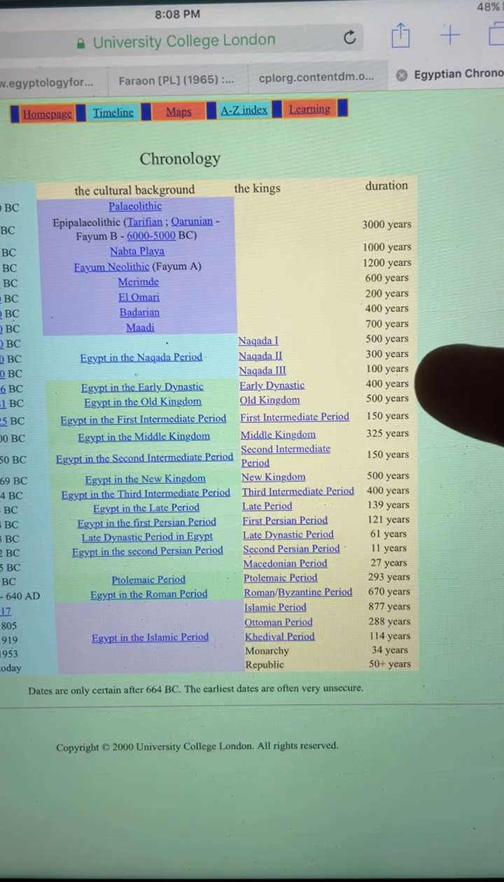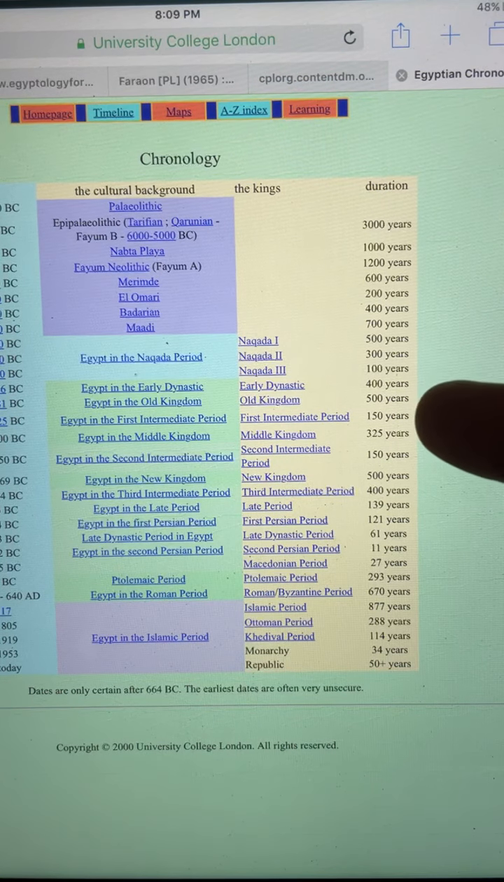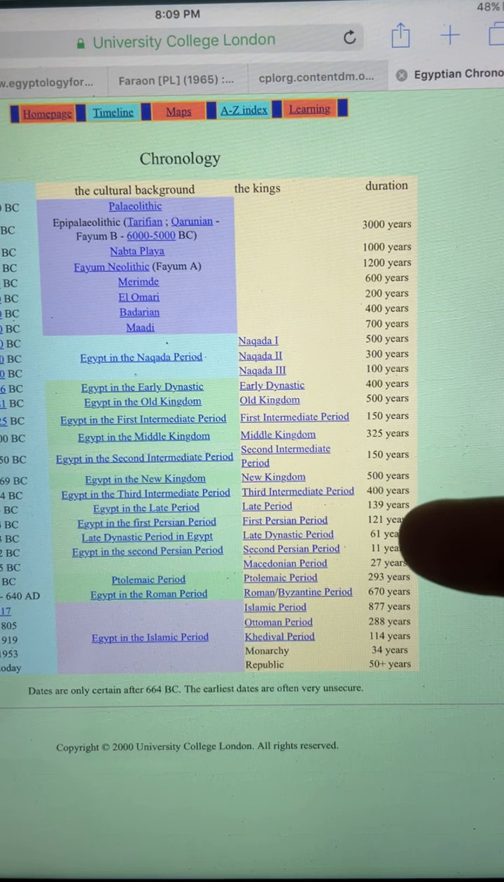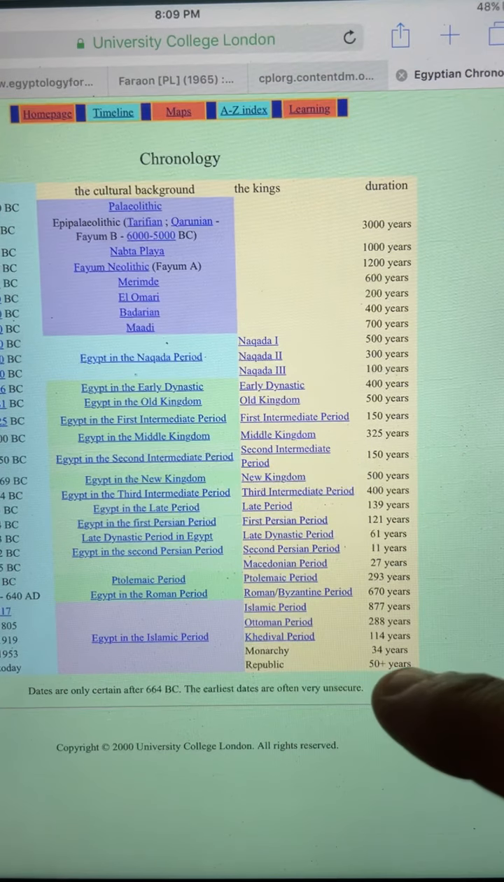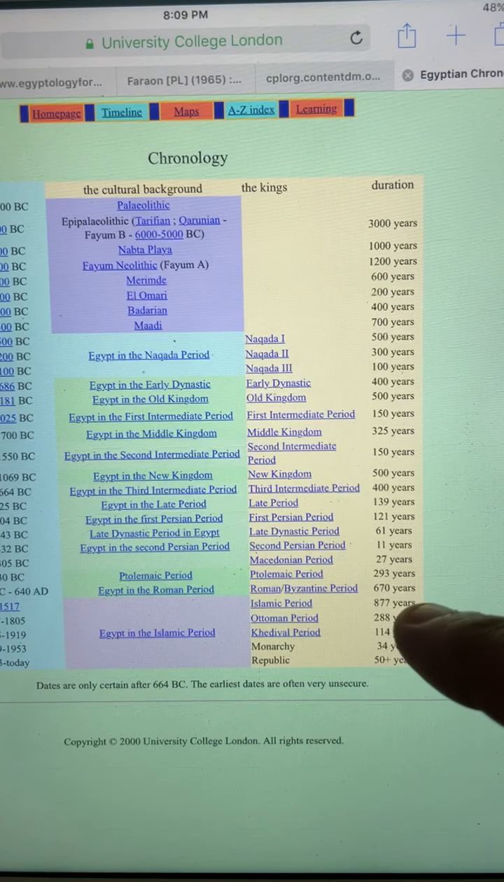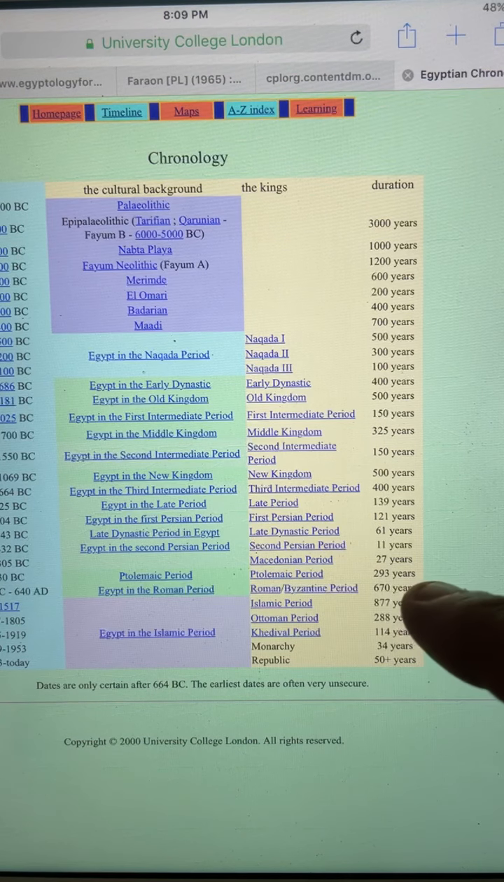So the early dynasties were about 400. The Old Kingdom was 500. First Intermediate Period, the destabilization, was about 150. Middle Kingdom, you can see, and on and on. And it shows you all the way down to the Ottoman and even the Islamic period and the Roman Byzantium periods, which probably were the longest ruling powers at that time.